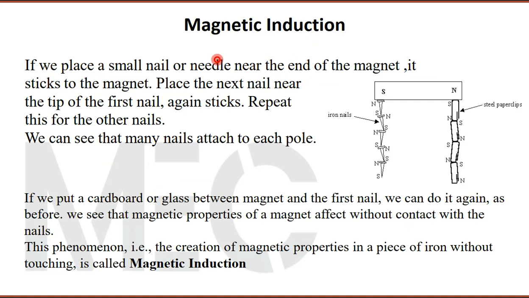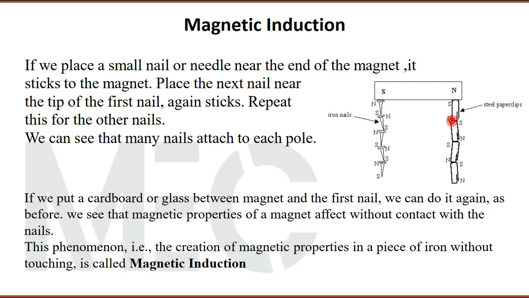Magnetic induction. If we place a small nail or needle near the end of a magnet, it sticks to the magnet. So here we have a bar magnet. We have some nails here. We have some steel paper clips. If you bring the first paper clip close to this bar magnet, it will attach to it. And then if you bring the second one, it will attach to this one, and then the third one and the fourth one, and it will make a chain of paper clips like this. It will make a chain of nails like this.